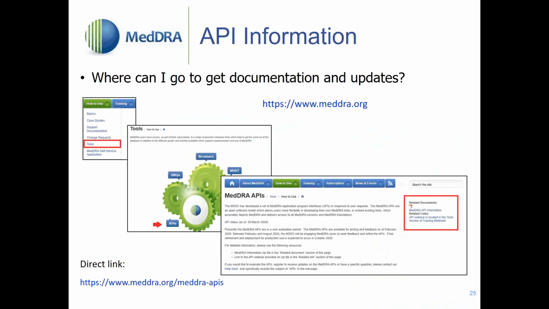Now, if your organization is interested in getting more API information, you can go to the MedDRA.org website, and from the top banner, How to Use, click on Tools. When you click on Tools, you'll come to the green gear mechanism, and from there, just click on APIs. That'll bring you to the MedDRA APIs page. And here you'll find very useful information. You'll find API documentation, frequently asked questions, as well as a link to a previously held API webinar, and you can listen at your leisure. There's also a direct link, which is on the slide, and these slides will be available after the presentation.